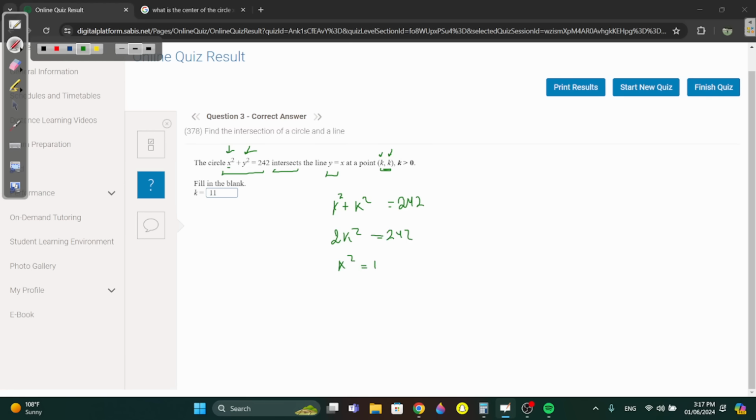You're going to get k squared equals 121. Then you're going to get k equals plus minus radical 121, which is plus minus 11. So positive 11, negative 11. But they told me k is greater than 0. So they want k positive, so it's 11.